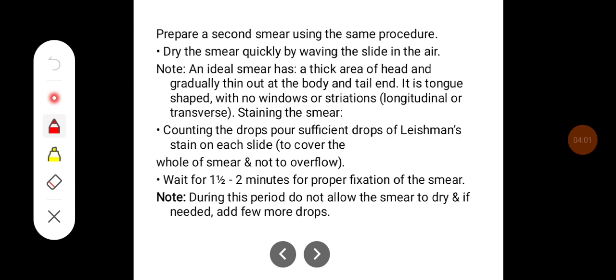Prepare a second or third smear using the same procedure. Dry the smear quickly by waving the slide in the air. So again, note that the ideal smear has a thick area of head and gradually thins out at the body and the tail. It's tongue shaped with no windows or striations, longitudinal or transverse. Then staining of the smear.